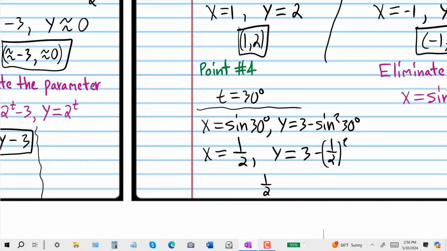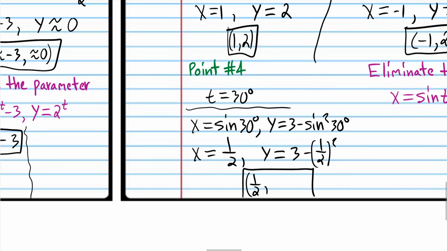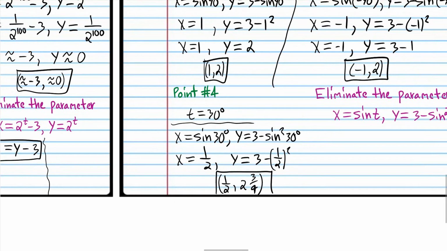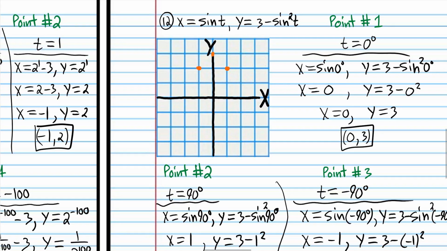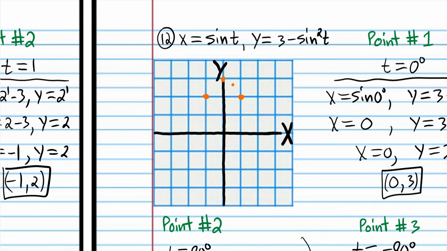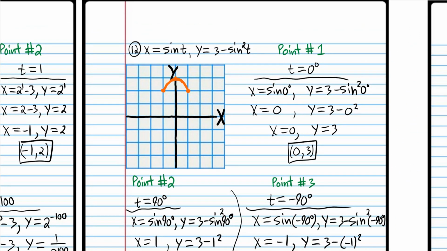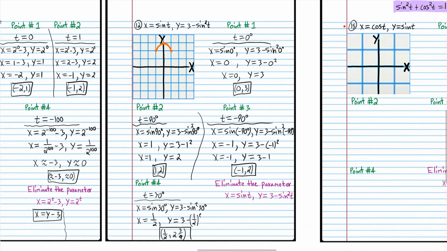And we're kind of out of room here, so we'll just calculate quickly. 3 minus 1/4 is 2 3/4. So 1/2, 2 3/4. So that'd be about there. So again, the graph looks like this and it just stops. So we don't want arrows because the graph doesn't continue down.